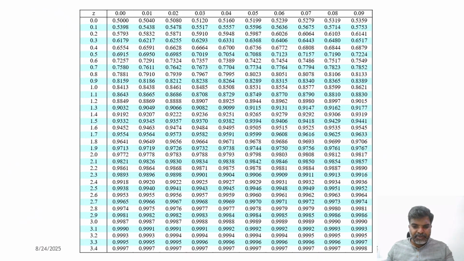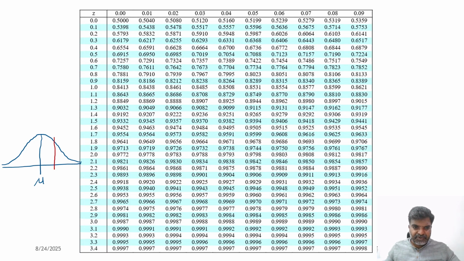Now you can see the table. In this table, we can find the area left to the z value. Okay, so what is the value here? See, I am taking again the graph. See, what is our z value? The z value is positive, so I have to write on the right side.